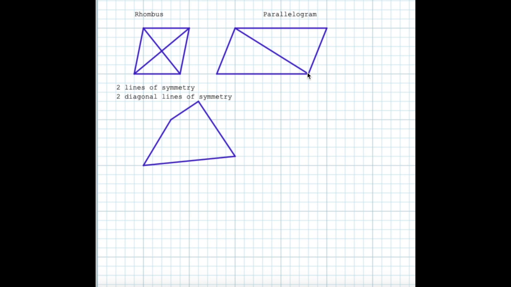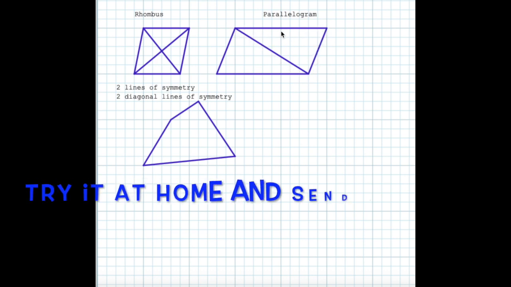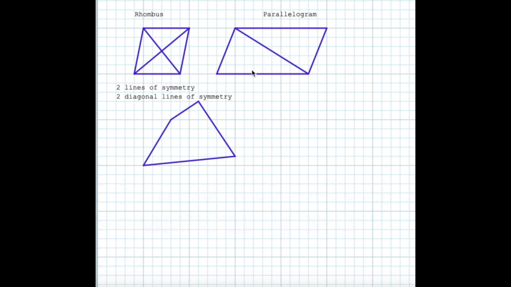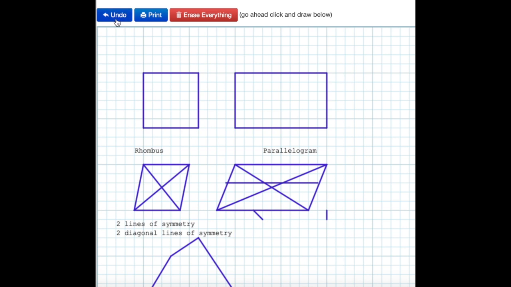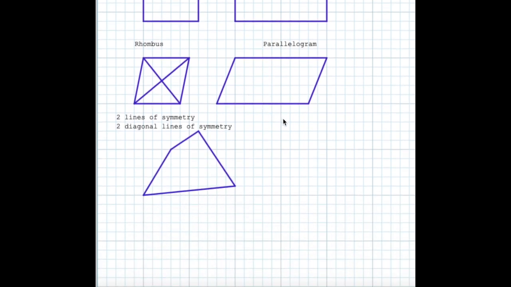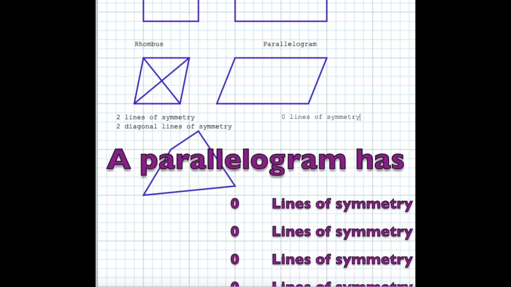This would be maybe a shape that you could draw at home to see what happens. If I took that fold and I tried to fold it over here, this point is going to end up somewhere here. And that's definitely not going to match. What about the other side? Same thing. What about here? If I took this side and tried to fold it over, this point is going to come out somewhere here. So we know now we're going to take all those lines out because a parallelogram has 0 lines of symmetry.